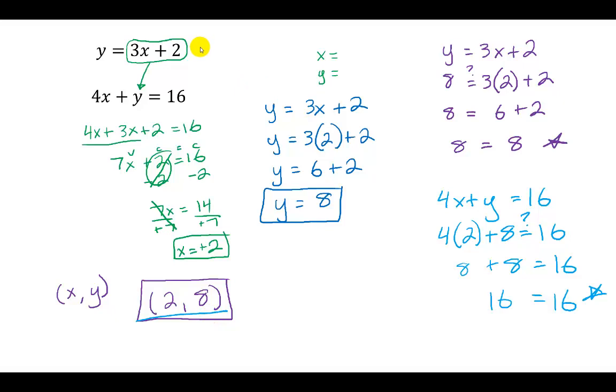And so the solution, or the answer to this system, the point where the two lines meet, where they are the same, is at the point 2 comma 8.